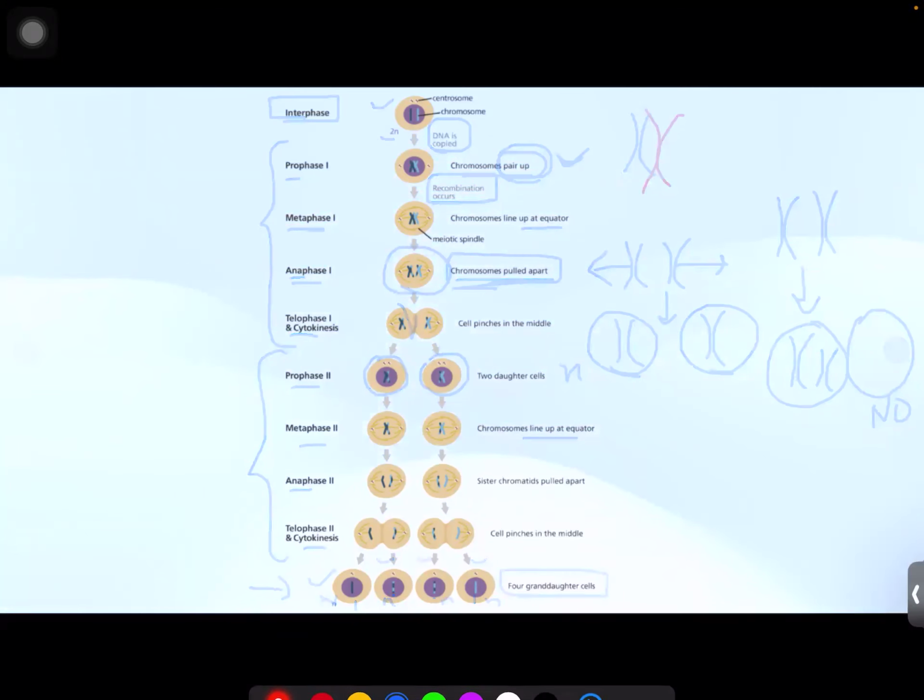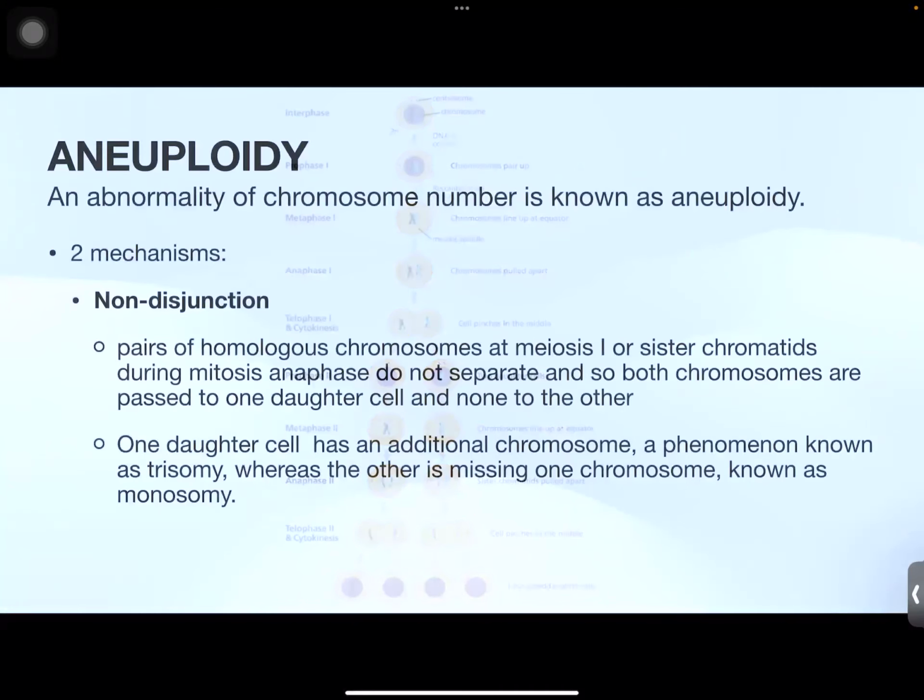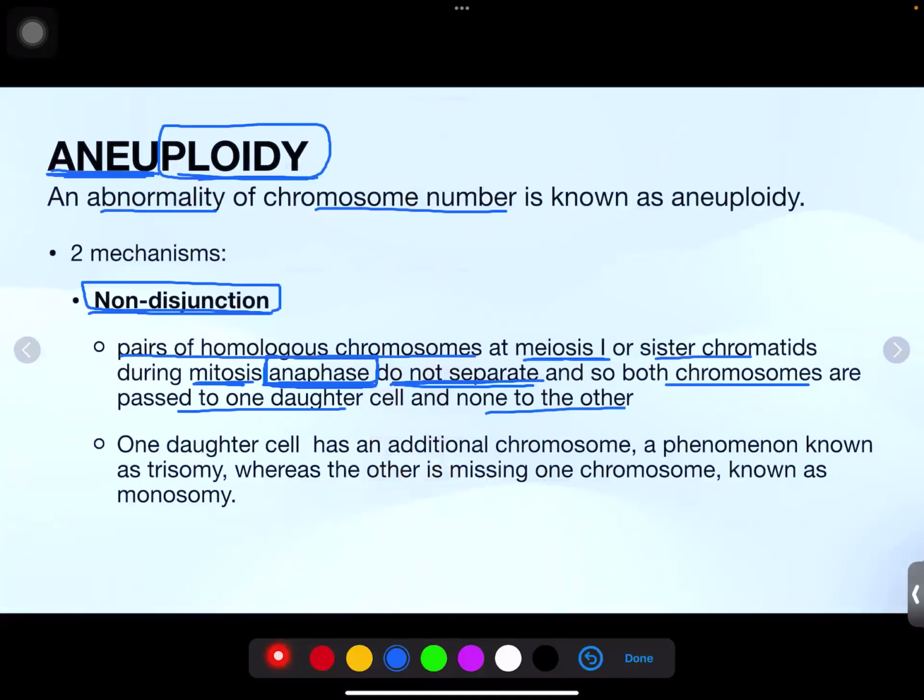So what happened? Like this, one daughter cell will have an additional chromosome, because the chromosome did not pass to the other daughter cell. So one will have an additional chromosome, which is called a trisomy. And the other one will have a missing chromosome, and it will be called monosomy.